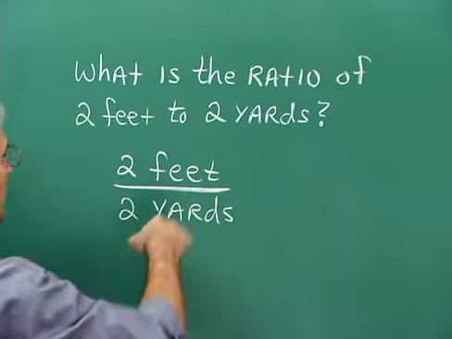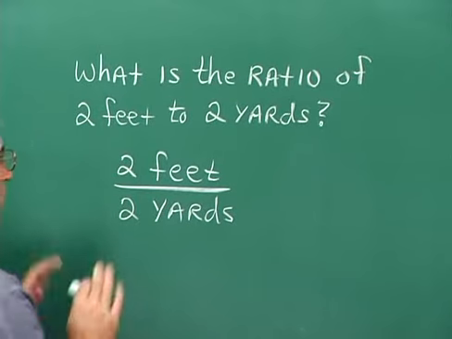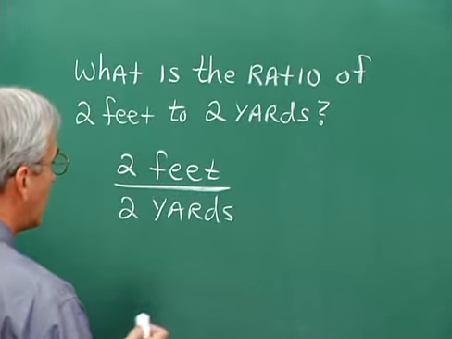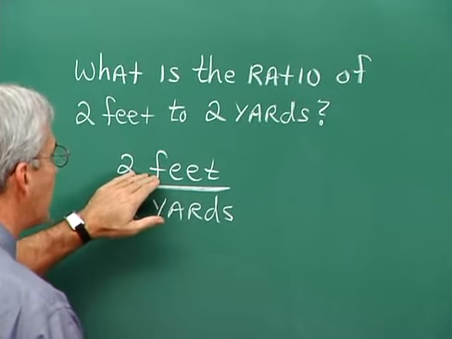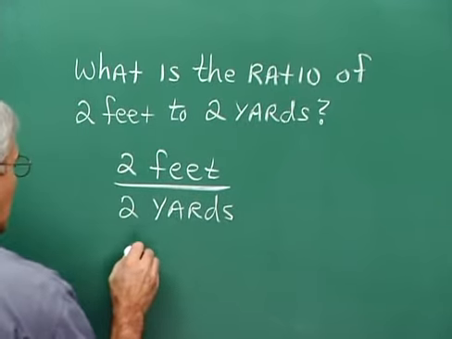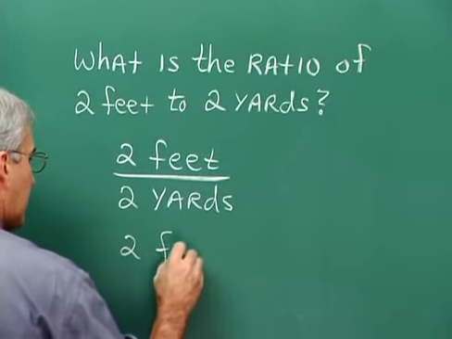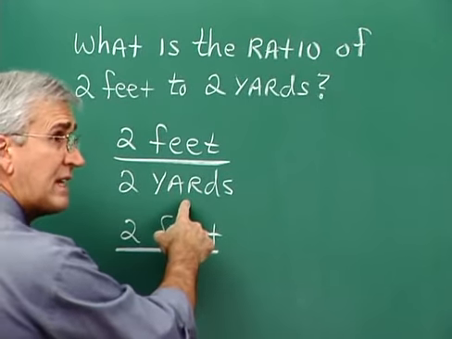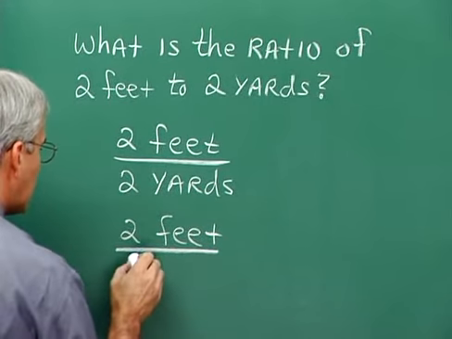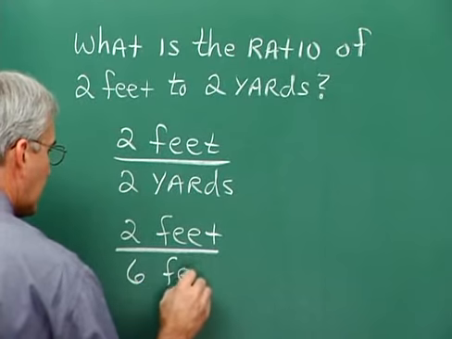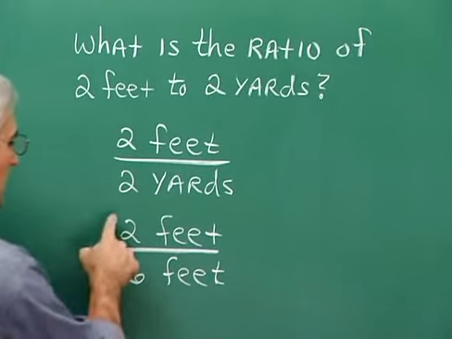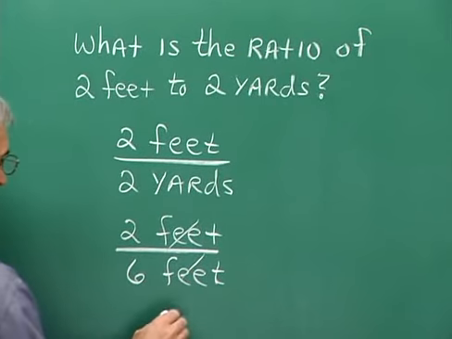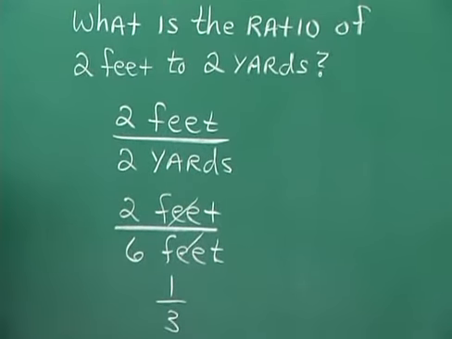But we can turn this into a true ratio if we write the same unit of measure in numerator and denominator. Now, it's a little easier to change the yards into feet than it is the feet into yards. So let's do that. We could write this as 2 feet to, well, let's see, every yard has 3 feet. 3 times 2, 2 yards then would be 6 feet. So really this is the ratio of 2 feet to 6 feet, and we can think of it as 2 over 6, or 1/3 as the ratio.